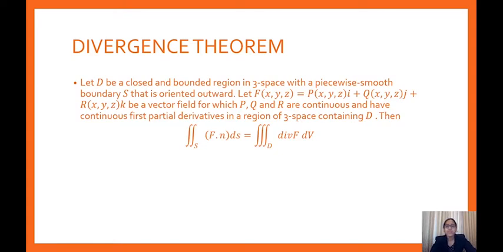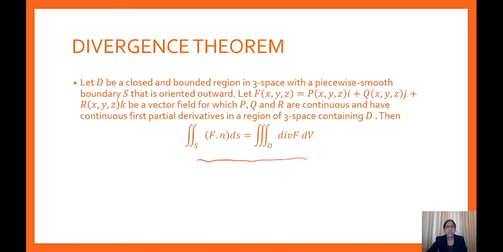Then the double integral over S of F dot n dS is nothing but the triple integral over D of the divergence of F dV. So this is the statement of the divergence theorem. The earlier statement that we made in the previous slide comes as a consequence of this particular theorem.